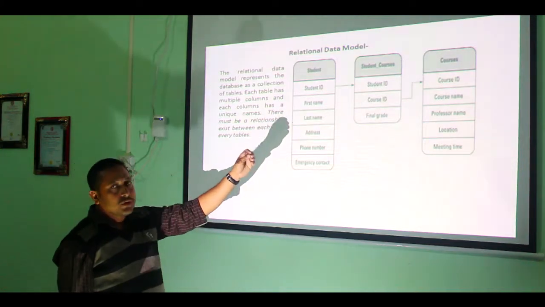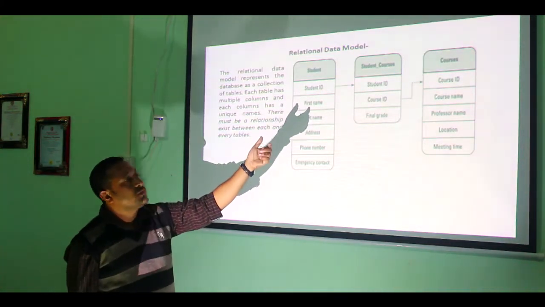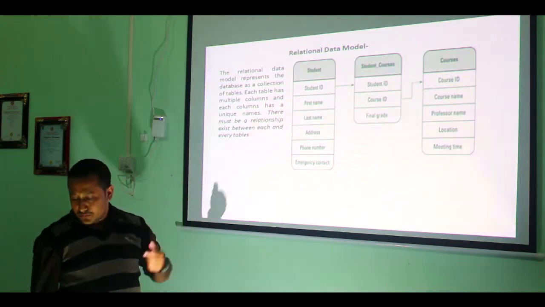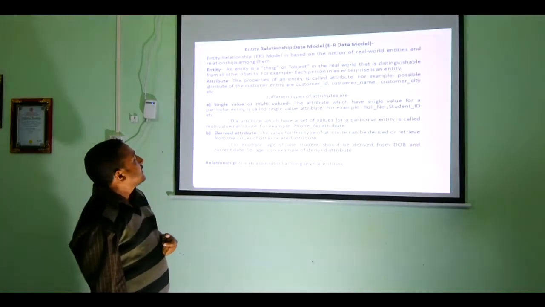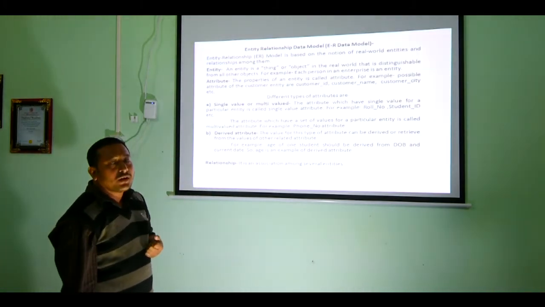That means if you want to access any value from a relational data model, we need to create the relations between the columns, and then it will help us to easily access the values. Now, the next data model is the entity relationship data model, or ER data model.